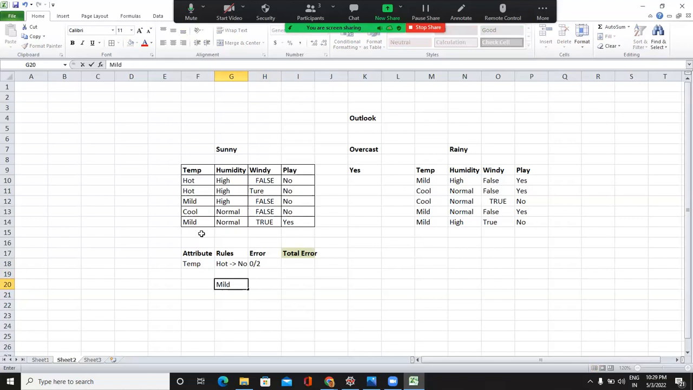Then what we will do, you can guess. We will check for mild. So mild, no, mild, yes. So either you can take, say, mild as no.